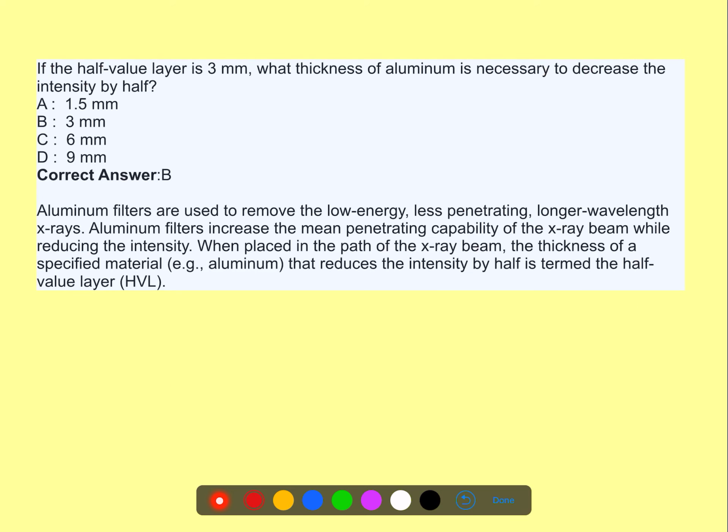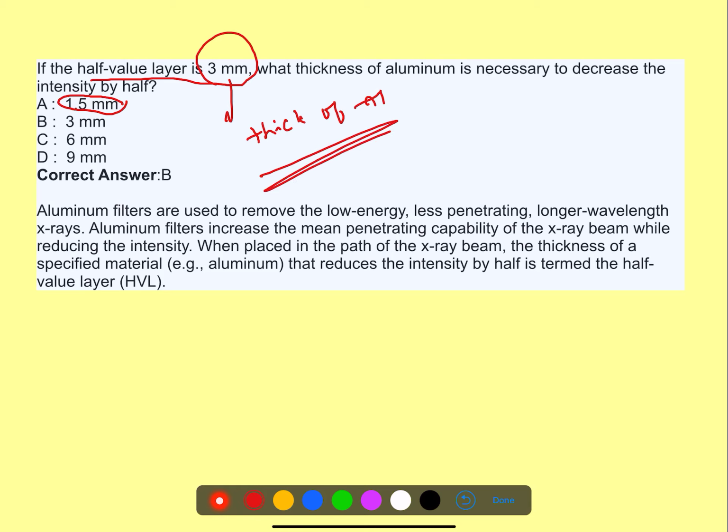If the half value layer is 3 mm, what thickness of aluminium is necessary to decrease the intensity by half? I think a few people have selected option 1.5, but you have to note that half value layer is nothing but the thickness of aluminium. So here the aluminium thickness is 3 mm. So 3 mm is needed to decrease the intensity by half, not half of the aluminium layer. Here the thickness given is 3 mm, so this 3 mm is needed to decrease the intensity of the beam by half. So the option is 3 mm.